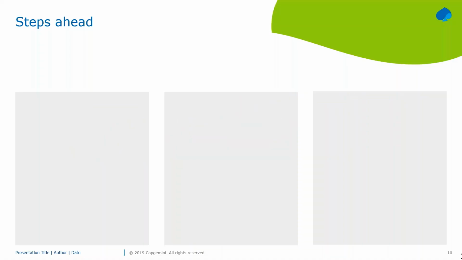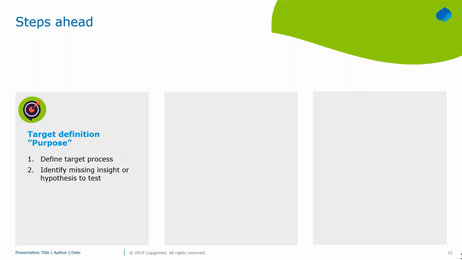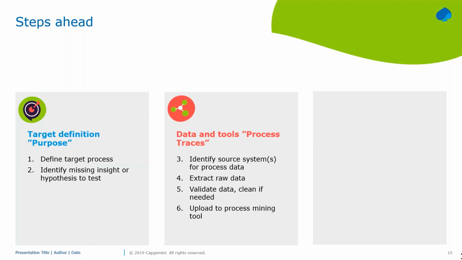Now, finally, here we have a summary of steps to follow. First, we need the scope, so a target process and an idea of what we want to improve. Usually, it doesn't work if we just upload process-related data from a data warehouse and see what we can find. Then we need the event logs.